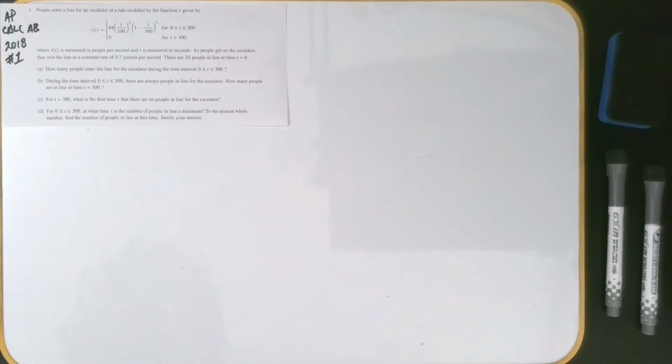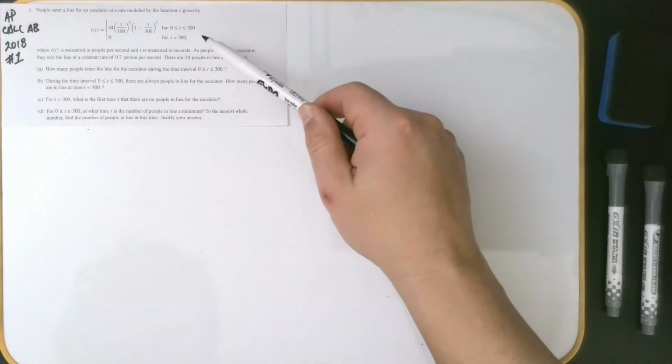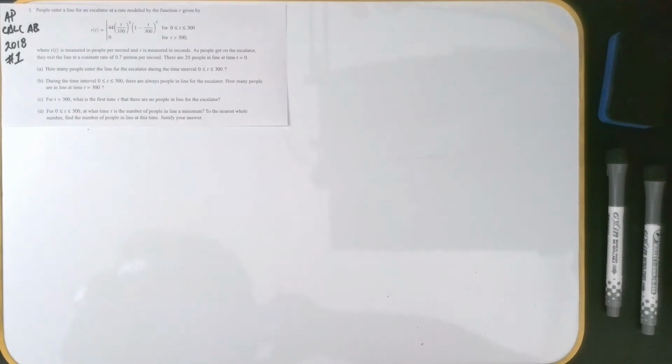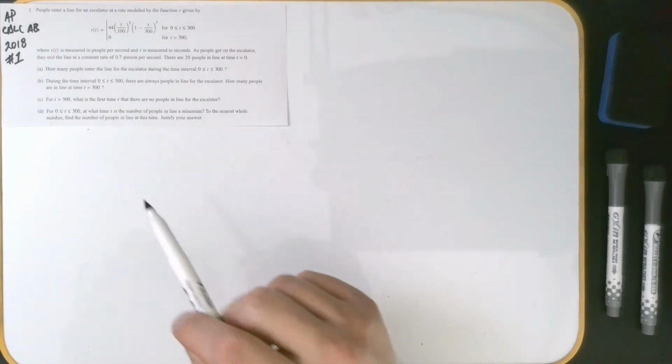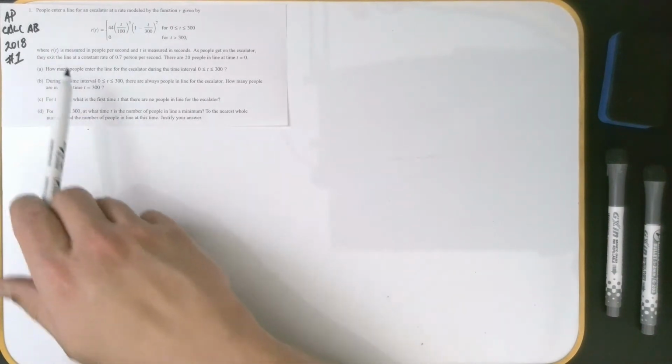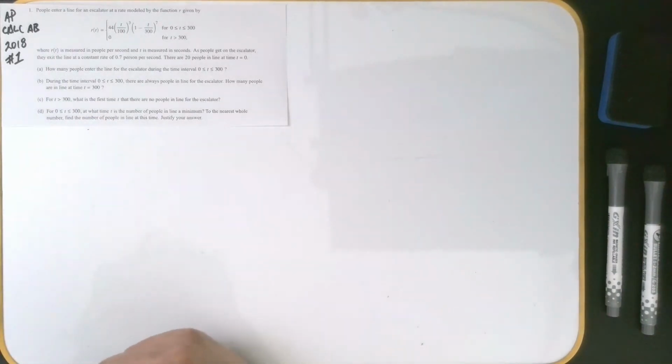Maybe the line's too long. So 300 seconds here, if you divide that by 60, you would get 5 minutes. So kind of makes sense. No one's going to get in line if they got to wait for 5 minutes. Or no one's going to keep getting on the escalator. And so r of t is measured in people per second. t is measured in seconds.